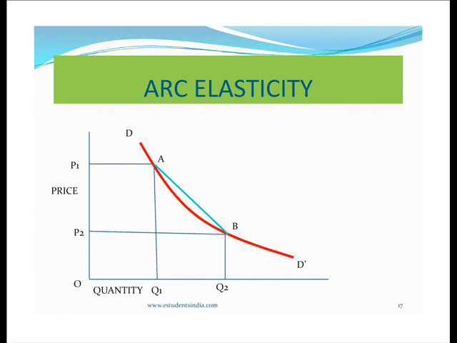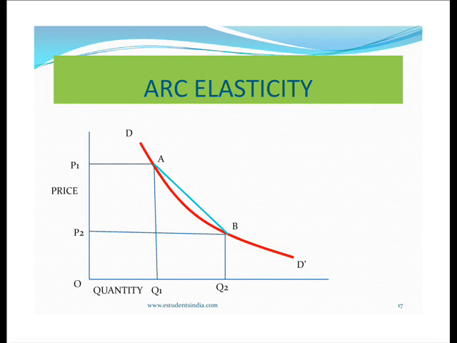Arc elasticity. It is a measure of the average responsiveness to price change exhibited by a demand curve over some finite stretch of the curve. The demand curve D dash. When the price is P1, A is the point on the demand curve. When price is P2, B is the point. And Q1 and Q2 are the quantities. P1 is the original price, P2 is the new price. Q1 is the original quantity, Q2 is the new quantity.